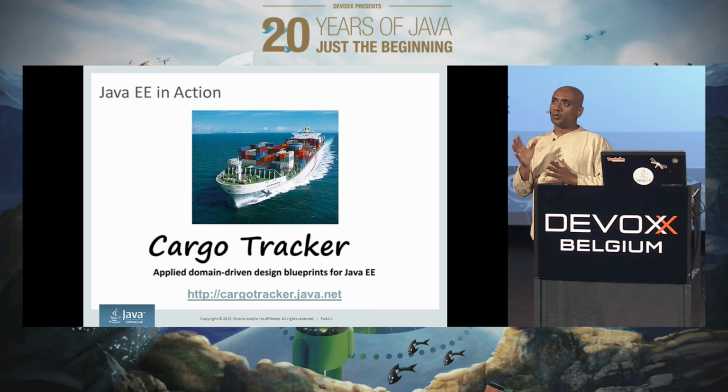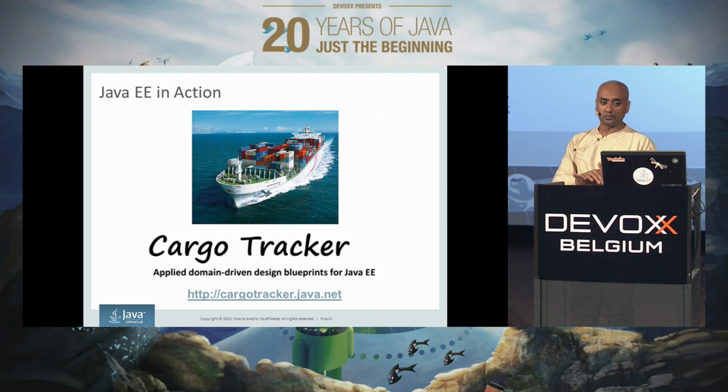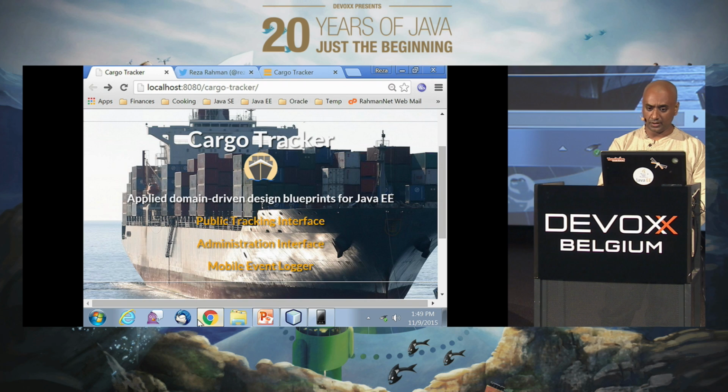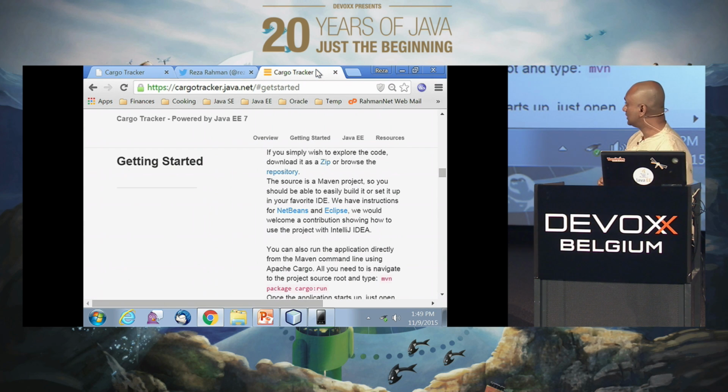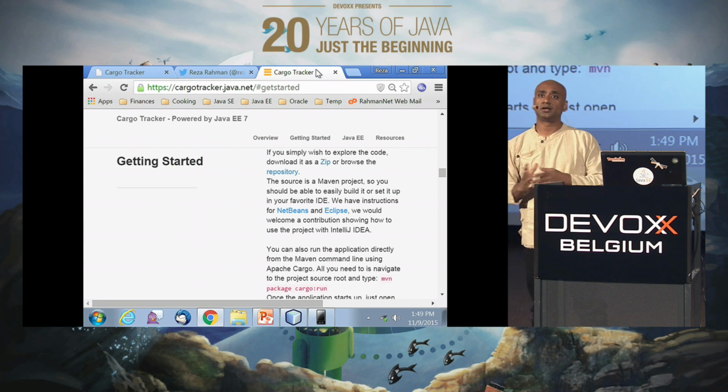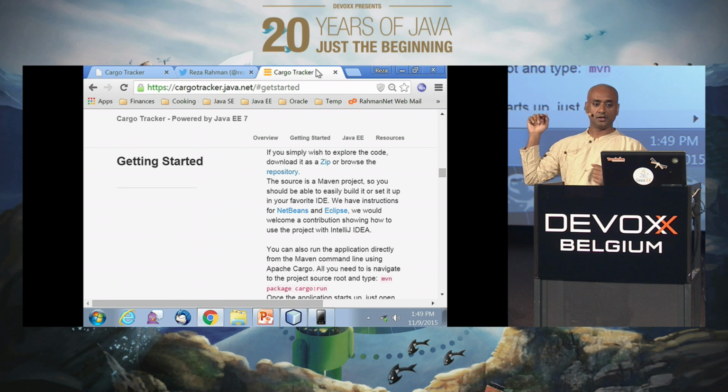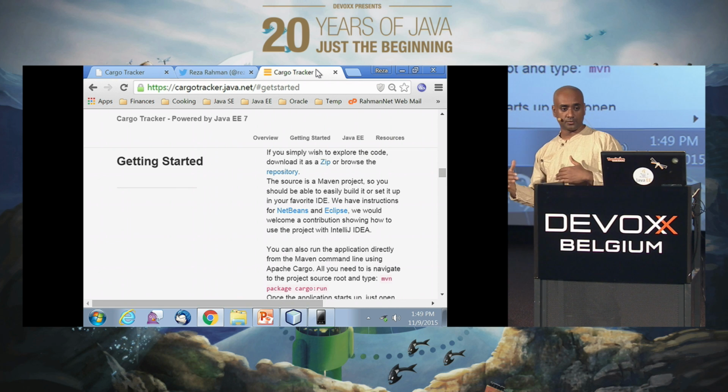But if you wanted to, you can actually turn this into a hands-on lab of sorts. People have done this successfully. They've actually run the application on their own laptop while still following the workshop. How do you do so? Well, you can do so by going to this URL: cargotracker.java.net, hash get-started. It'll take you to a section of the website where you can go ahead and get the application set up in your own environment. You can use either NetBeans or Eclipse. It's your choice.